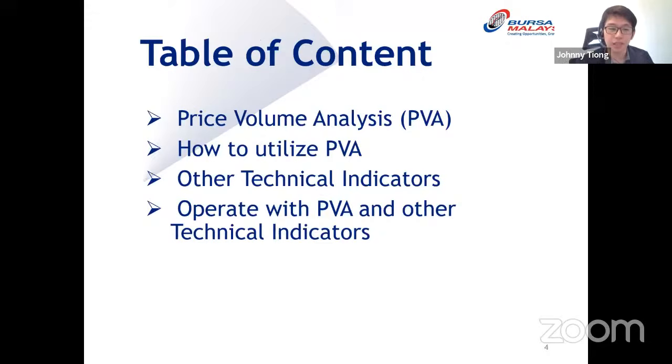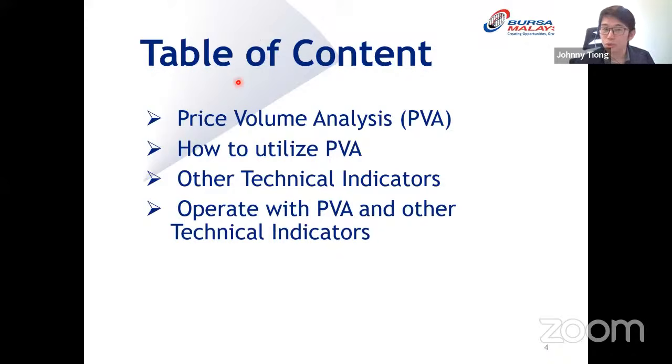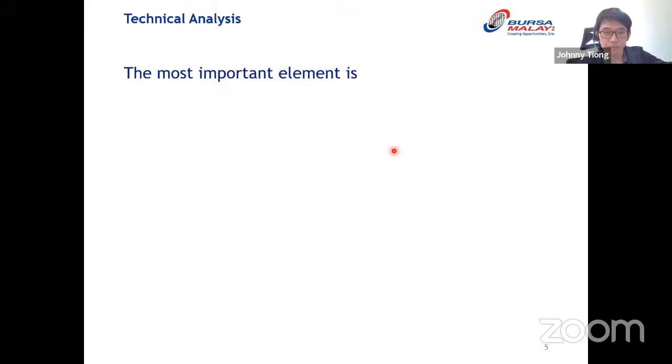Okay, so this is the table of content for today. First, I'm going to walk through the price volume analysis, or PVA, and then how we can utilize PVA in our trading. And then I'm also going to combine it with other technical indicators, just a few. Lastly, I'm going to talk about the price volume analysis and other technical indicators when we combine those analyses together. And then the last session, like Shen mentioned just now, we'll be going through the ETS, the simulator, later. Okay, so now let's move on.